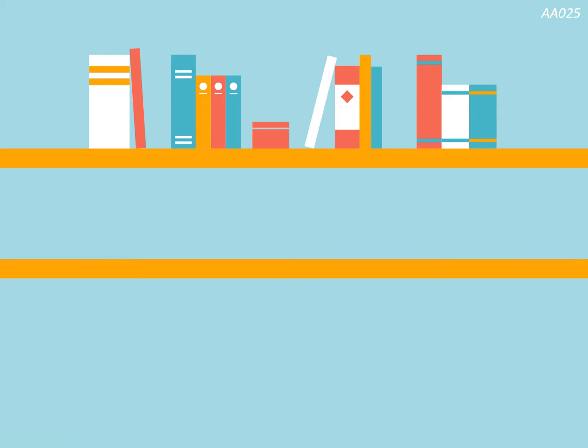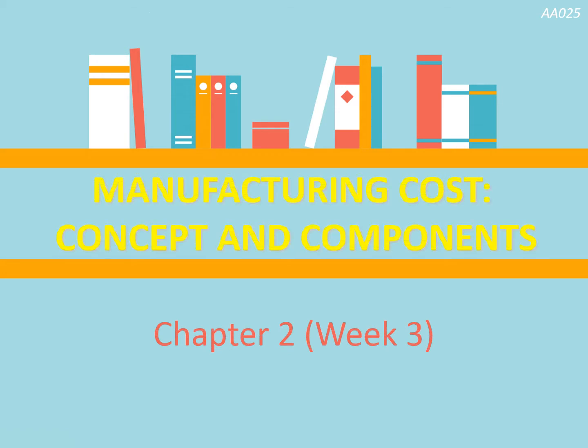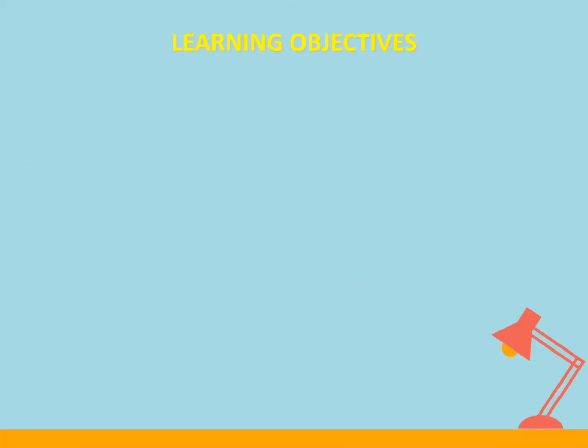So here we are in week 3 with chapter 2, manufacturing costs, concept and components. There are 9 learning objectives for this chapter. However, for this week, we will only look at 5 of them.